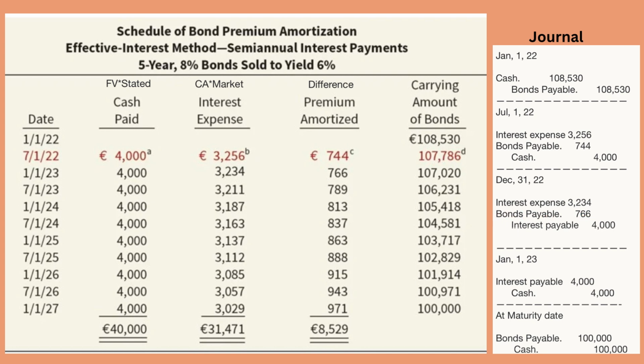Now on January 1, 2023, I'm going to pay the 4,000. So we're going to take the interest payable and decrease it. I'm going to decrease this liability and I'm going to pay cash, so cash will go down by the 4,000. Now we're going to repeat the same entries, but we're going to change the amounts. At the end, at the maturity date, I need to pay back the bonds payable. So I need to pay the face value. So bonds payable will go to the debit side, cash will go to the credit side with the face value.